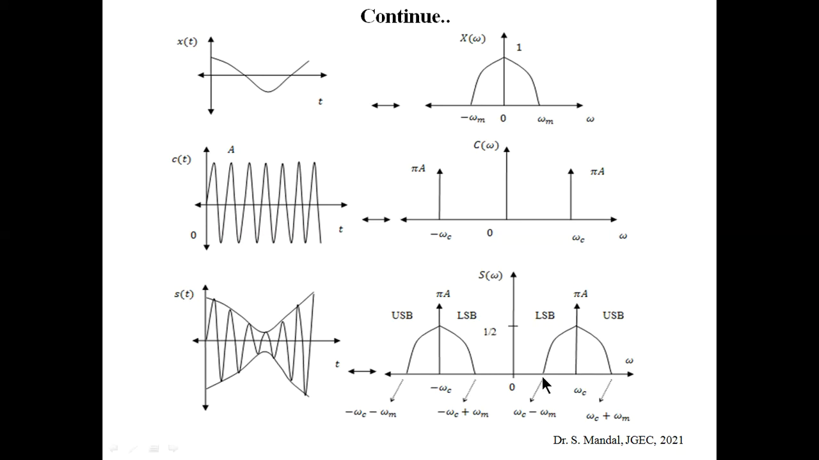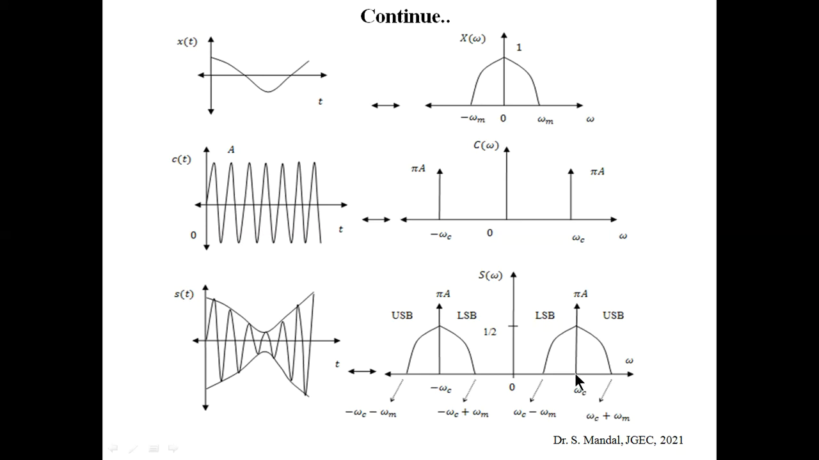So there are four parts. This one denotes X(ω minus ωc). This denotes X(ω plus ωc). This denotes delta(ω minus ωc). This denotes delta(ω plus ωc). The amplitude of the impulse is πA, and the amplitude of the shifted spectrum becomes half. And you can see the corresponding frequency points.